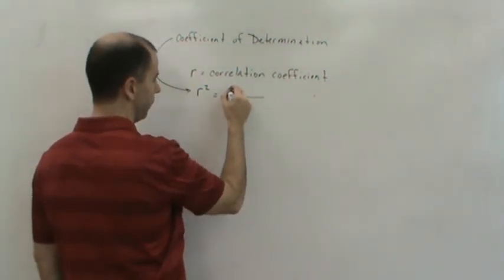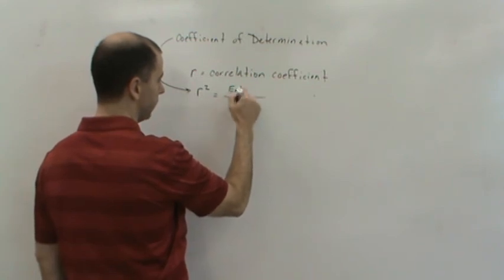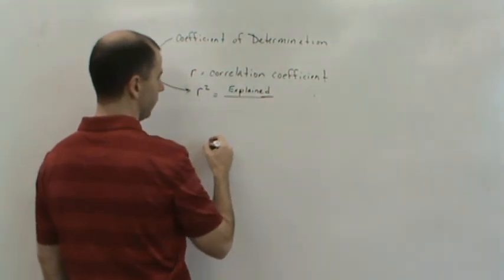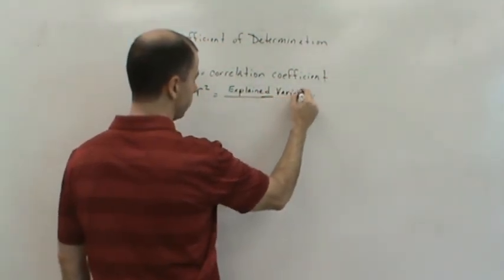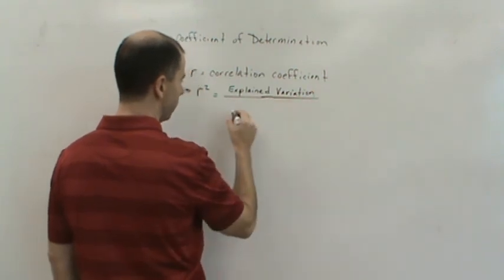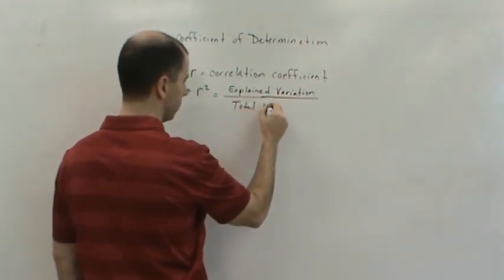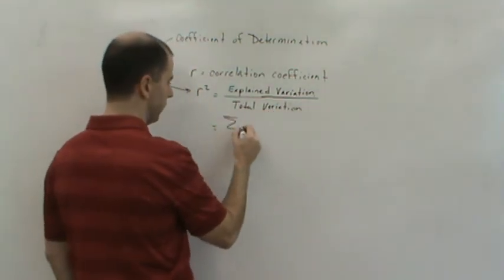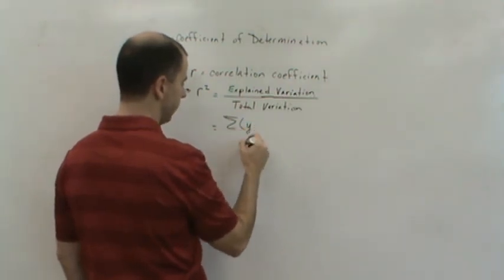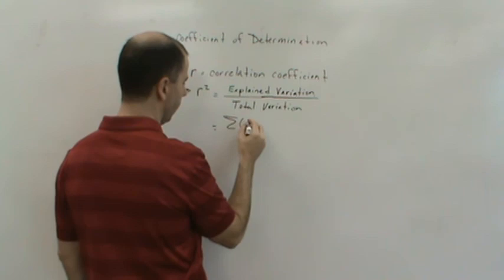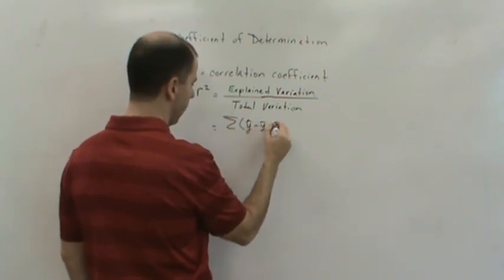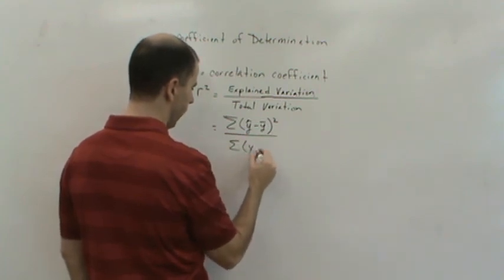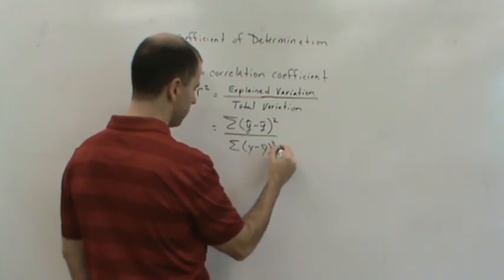It's equal to the explained variation divided by the total variation. So in other words, it's going to be this formula: the sum of y hat minus y bar squared divided by the sum of y minus y bar squared.